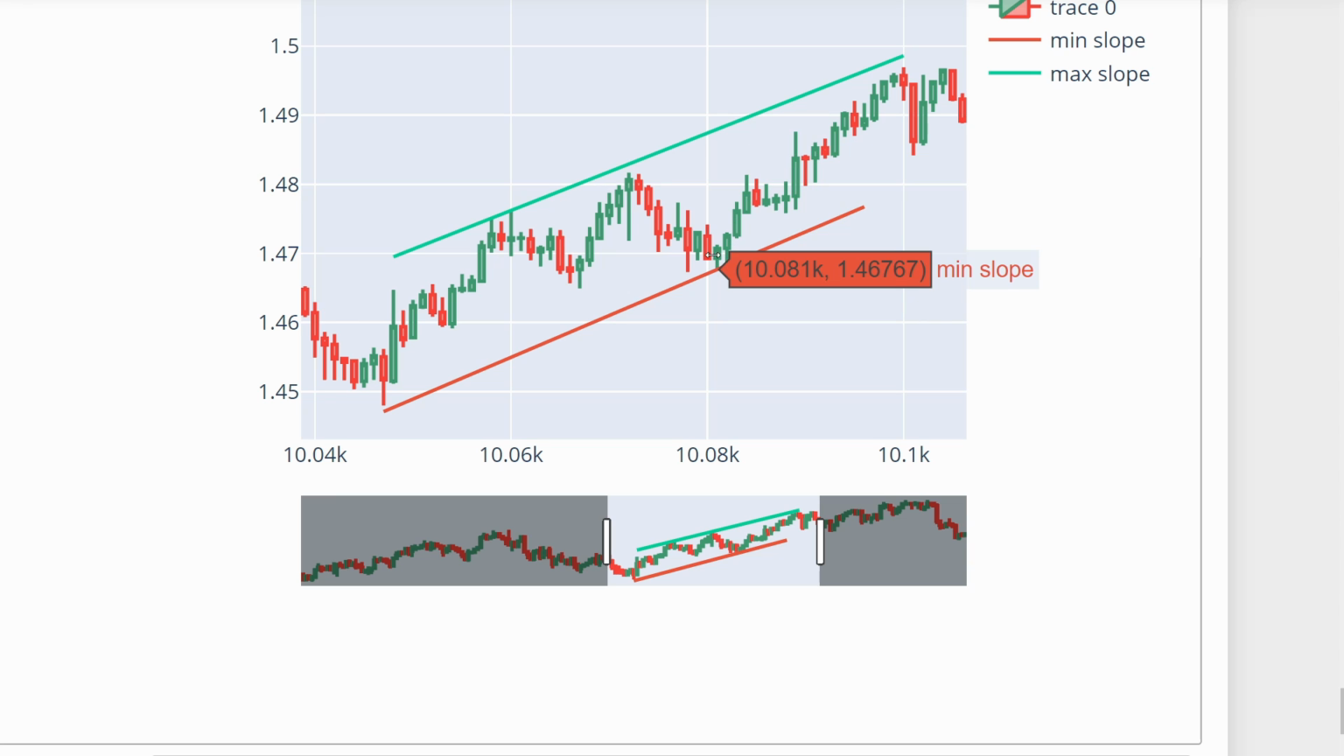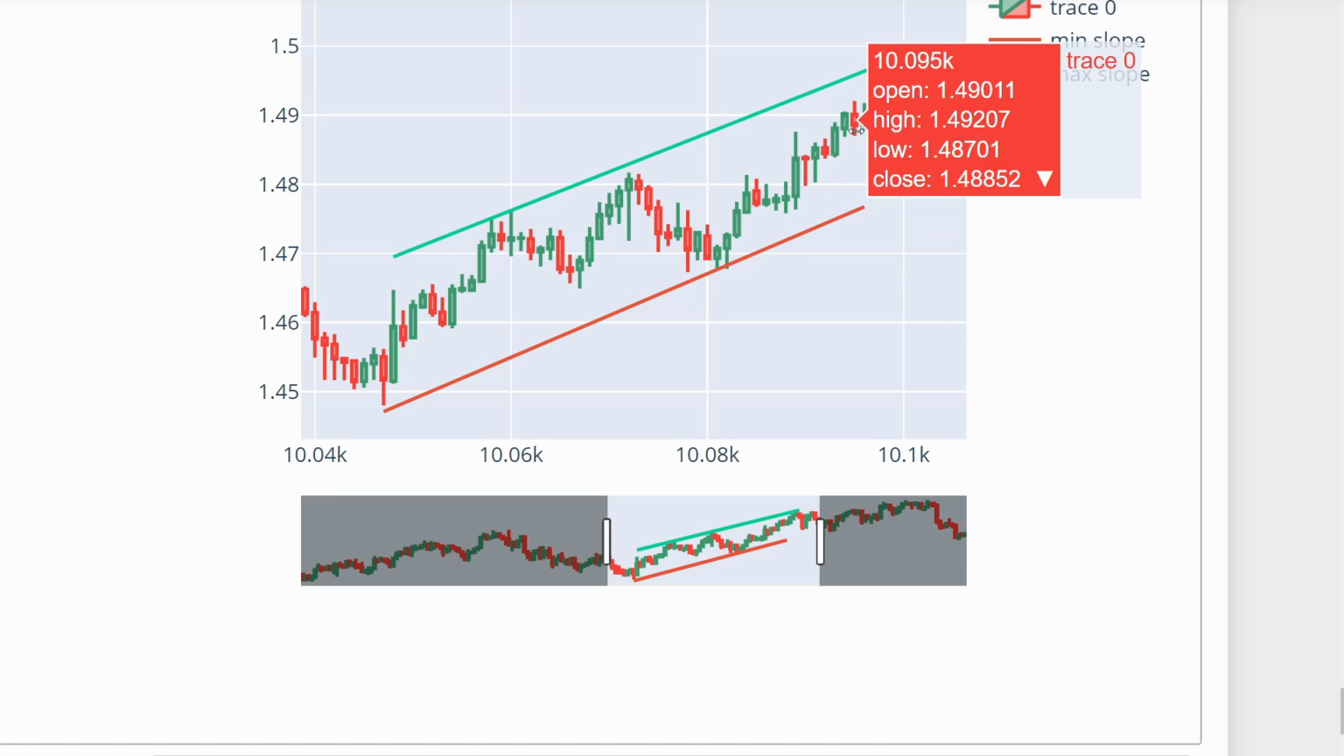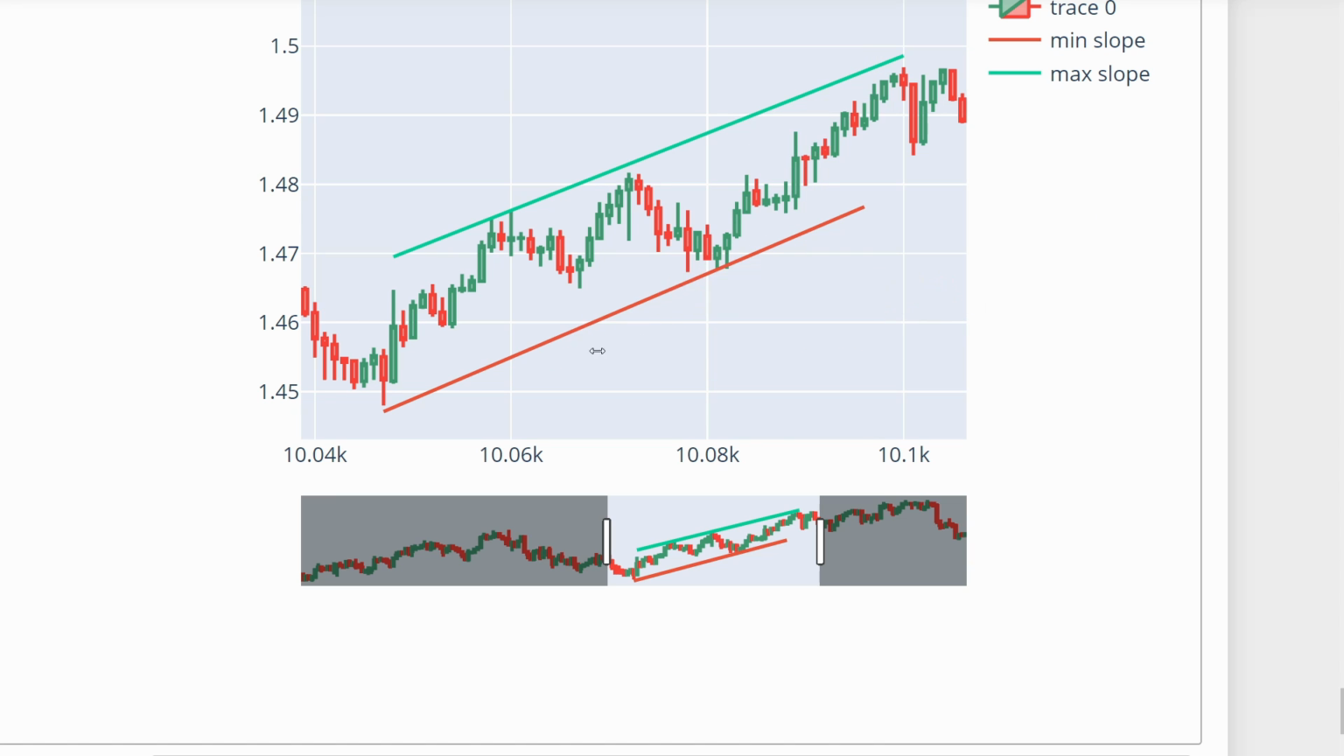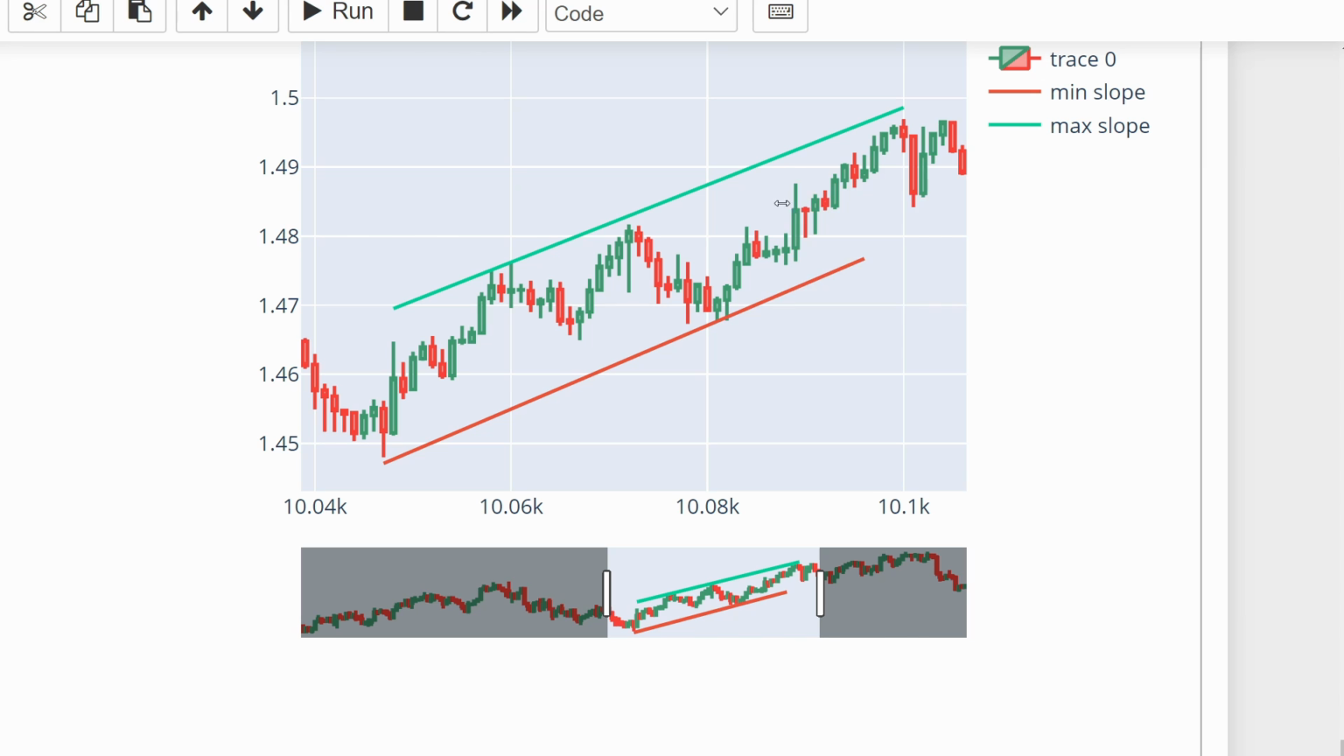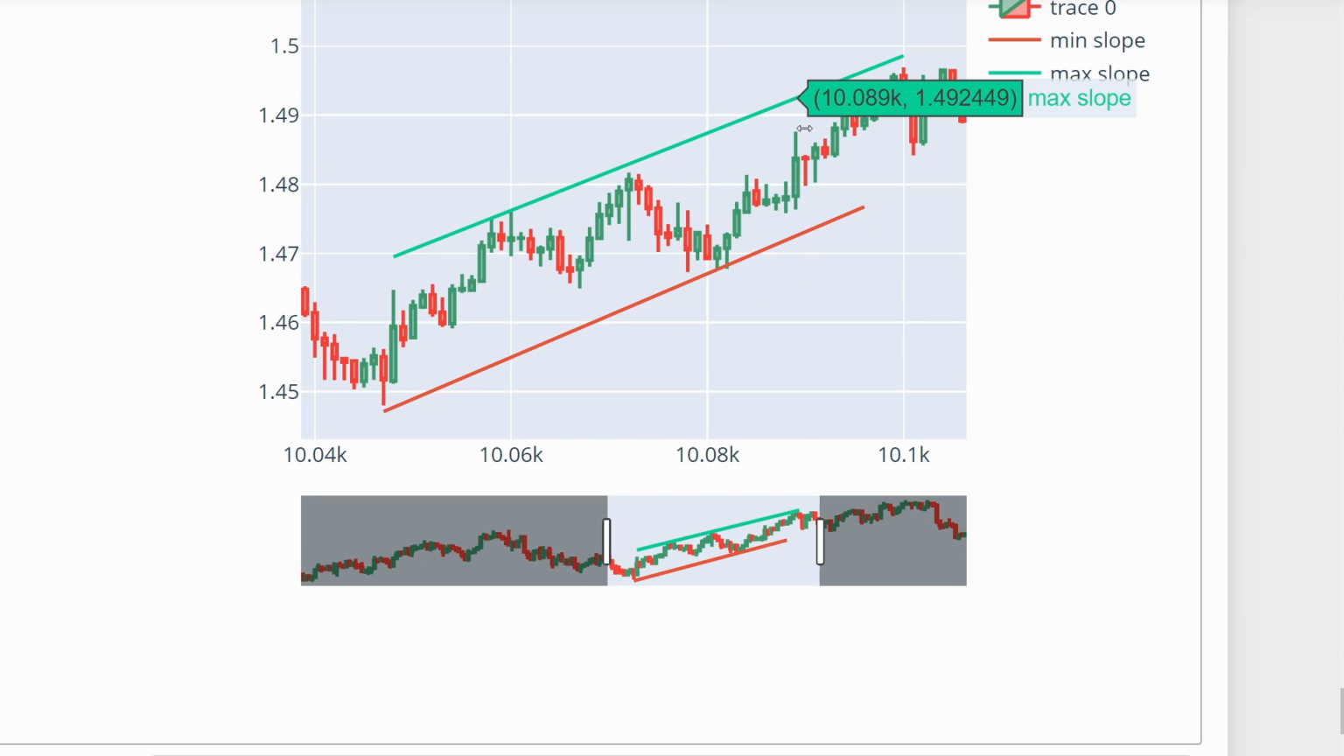We have a rejection candle here. We have a nice upward trend, and we have a price movement within the channel. So we could easily put a buy position at this point with a stop loss somewhere below the minimum slope, and then going up with a take profit twice or 3 times our stop loss value.